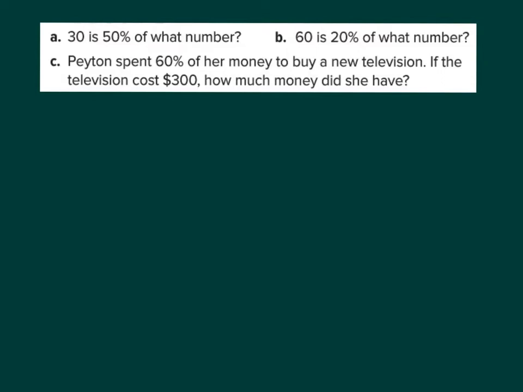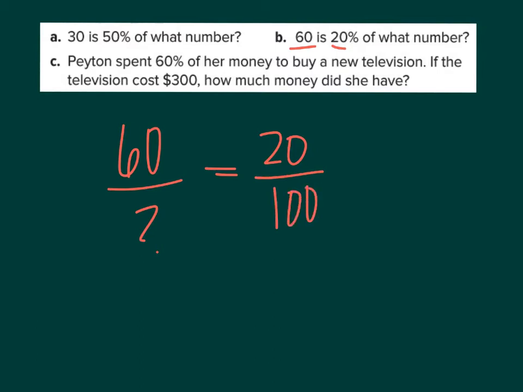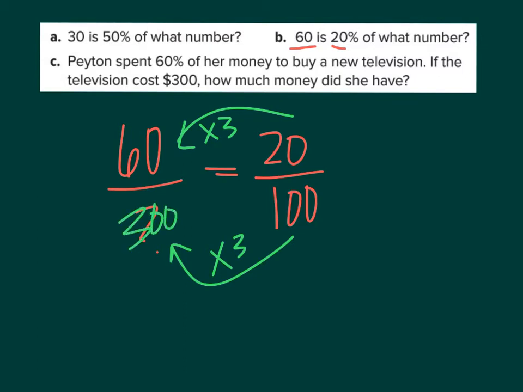Let's go ahead and take a look at part B. 60 is 20% of what number? So I'm going to have 60 over something equals 20 over 100. I want to think about how I would go from 20 to 60. I would multiply by 3. So if I multiply 100 times 3, I would end up getting 300. So 60 is 20% of 300. So sometimes you'll get some harder ones like letter A, and then sometimes you'll get some easier ones like letter B.